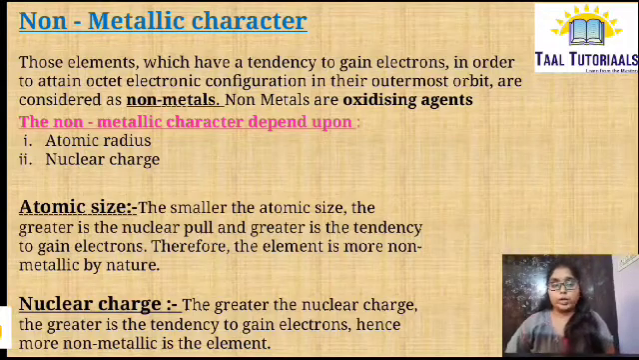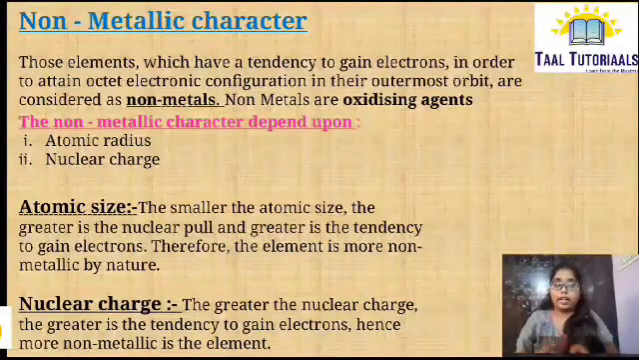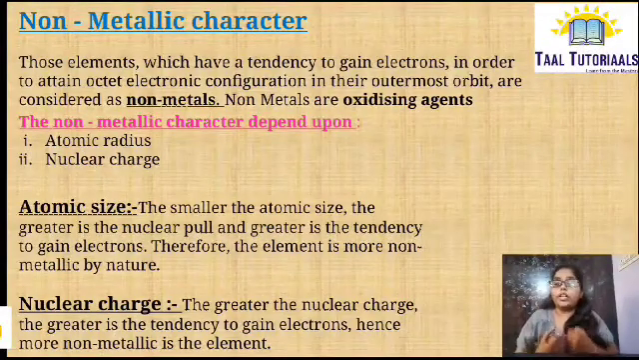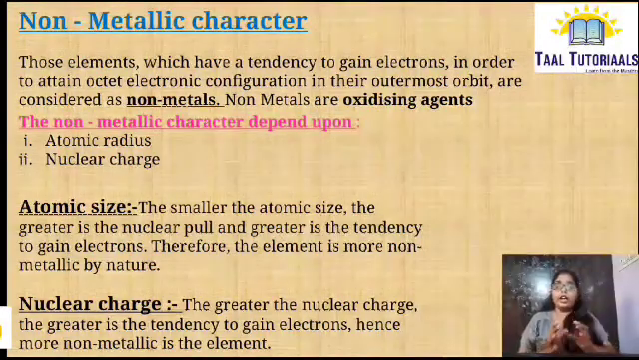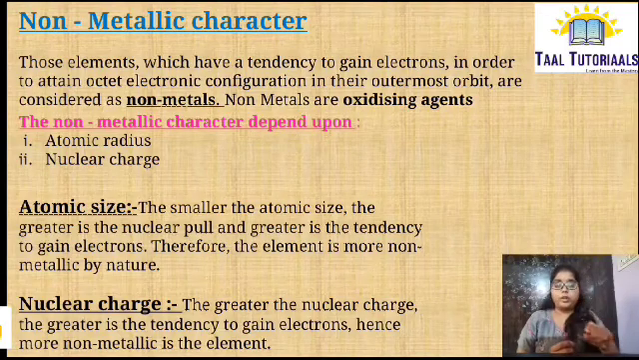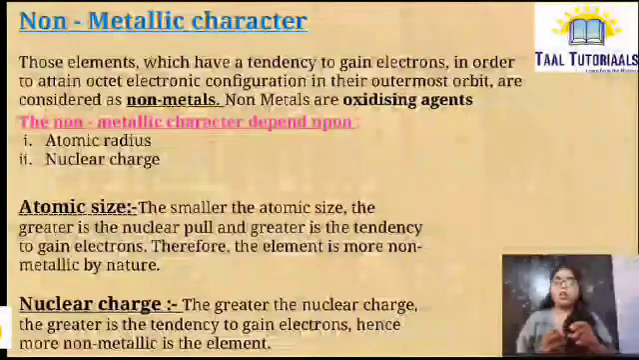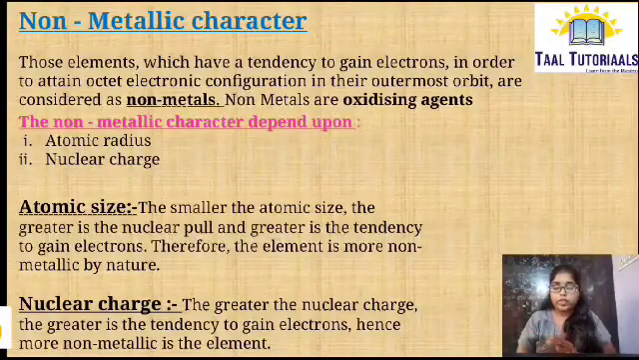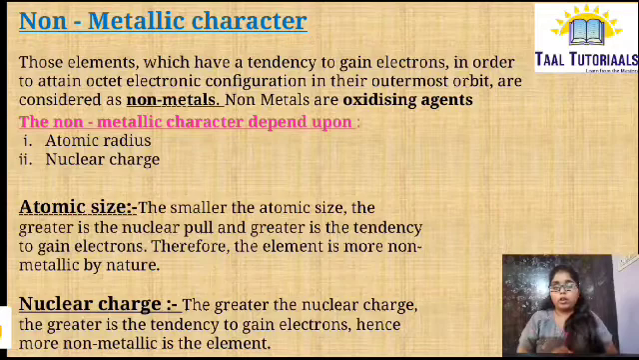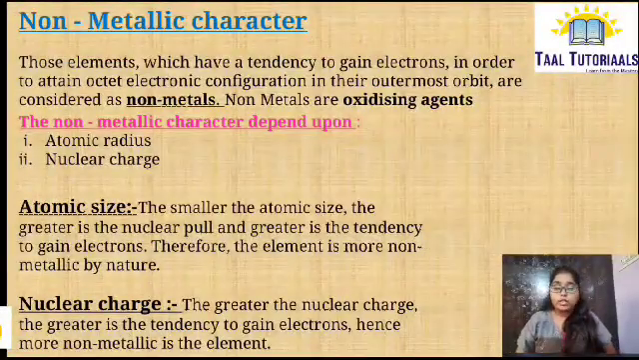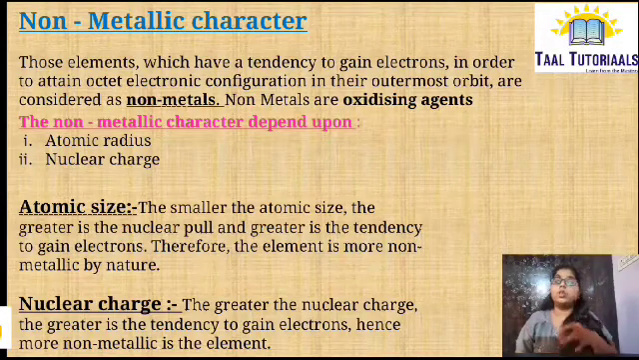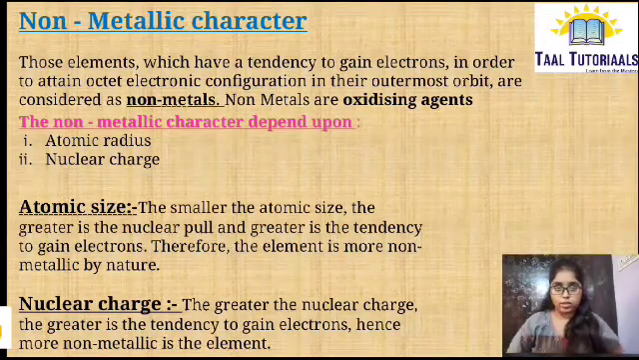Next, non-metallic character. Those elements which have a tendency to gain electrons in order to attain their octet electronic configuration in their outermost orbit. See, in any atom, the outermost orbit should have 8 electrons. So, to attain that octet electronic configuration, some elements have the tendency to gain electrons. They are known as non-metals. And non-metals are also known as oxidizing agents because they have a tendency to gain electrons.